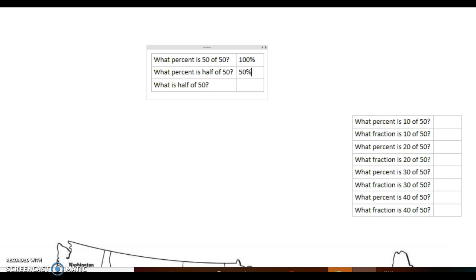Woohoo! All right, so then what is half of 50? We just answered that. Is it 25? Should there be a percentage there? What do you think, Sarah? Should there be a percentage? No, of course not, because they weren't asking for a percentage there. They're just simply asking what is half of 50. All right, if you're hanging with me, let's try this next set here.